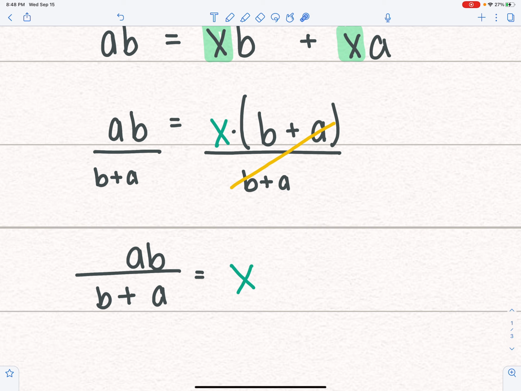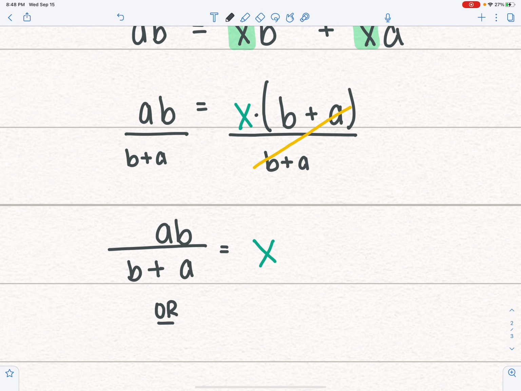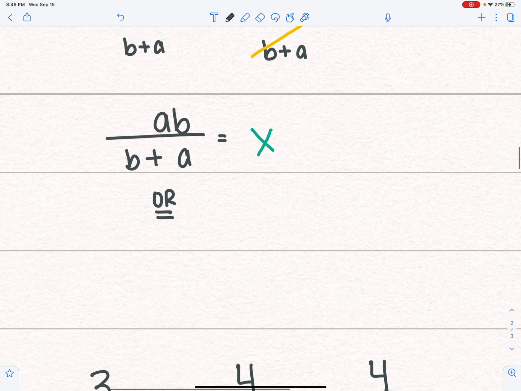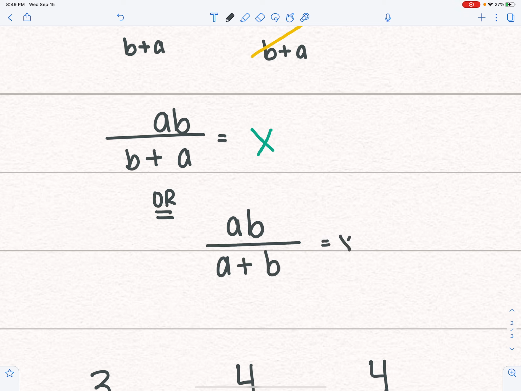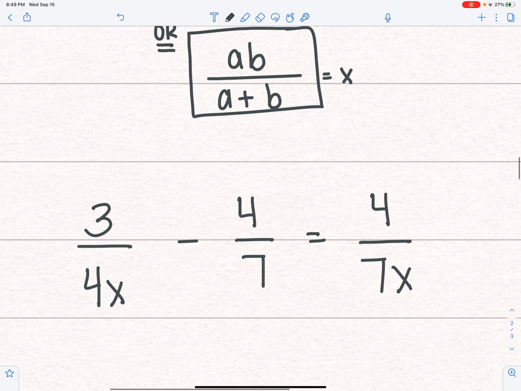Now, you may be tempted to cancel these a's and these b's, but I cannot do that because those are touching addition down on the bottom. So my final answer would be ab over b plus a, or more commonly, we would write this as ab over a plus b, because we typically keep those in alphabetical order. And so there would be your final answer for that one.